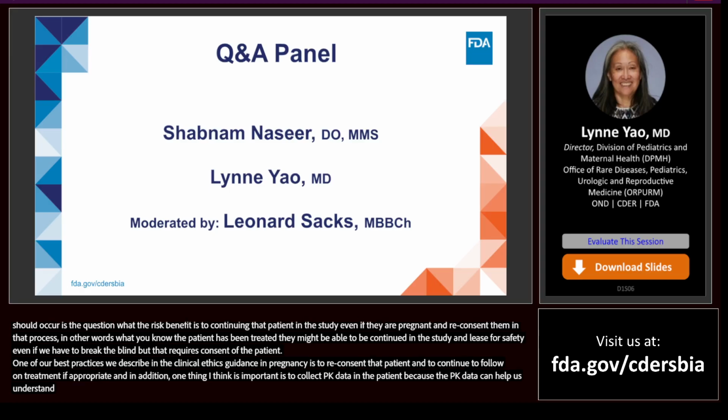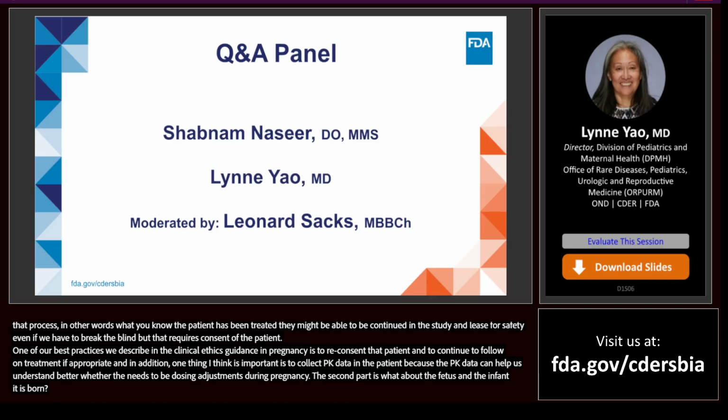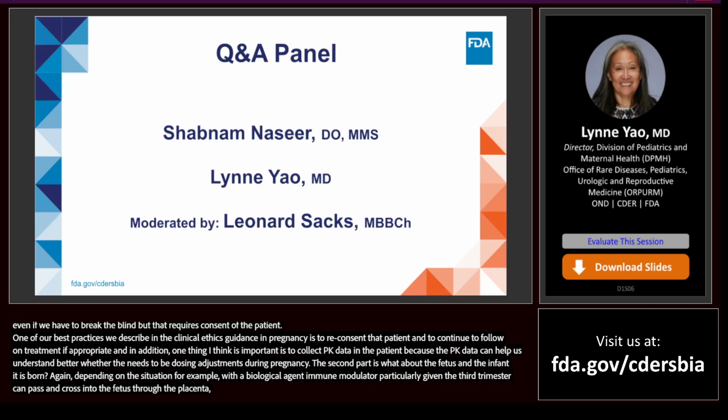Now, the second part of that question is what about the fetus and what about the infant after it's born? So again, depending on the situation, for example, with biological agents that are immune modulators, particularly if they're given in the third trimester, can pass and cross into the fetus through the placenta. And that can potentially have effects on the immune system of the newborn and infant.